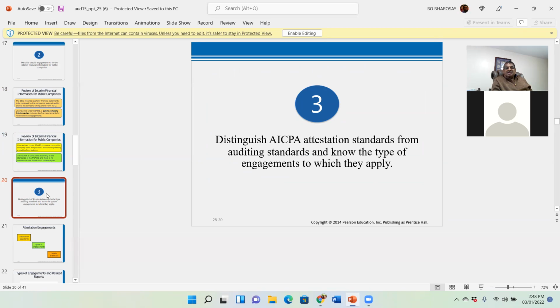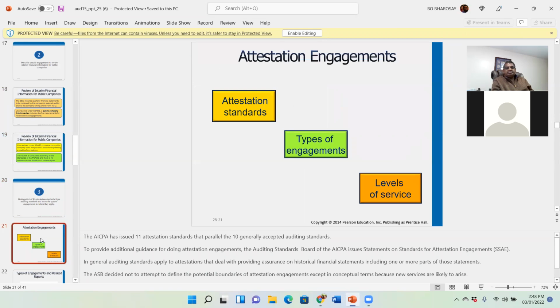Distinguish AICPA attestation standards from auditing standards and know the type of engagement to which they apply. When we're doing auditing, we're looking at financial statement. Now, when we are attesting to financial statement, we have to have a full set of financial statements. Attestation standards, we are attesting to something, but we are not necessarily looking at financial statement or a full set of financial statement. So we have the attestation standard, the type of engagement that is applied to, and the level of service that we are giving.